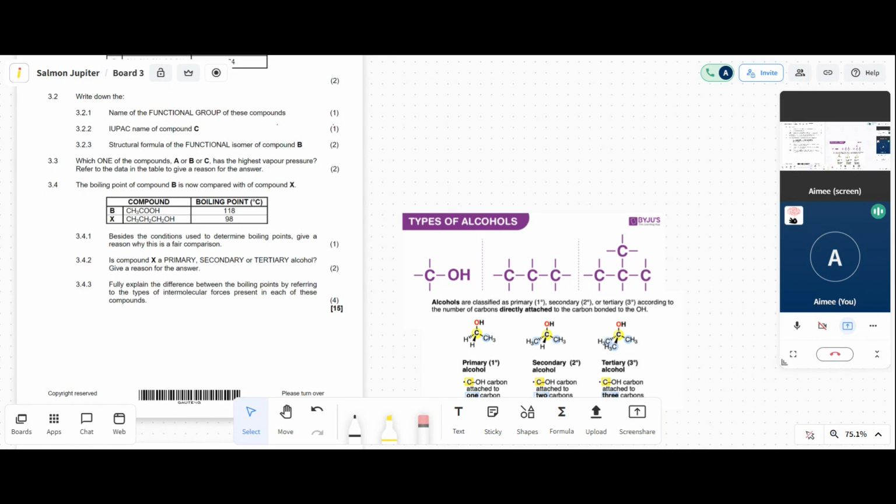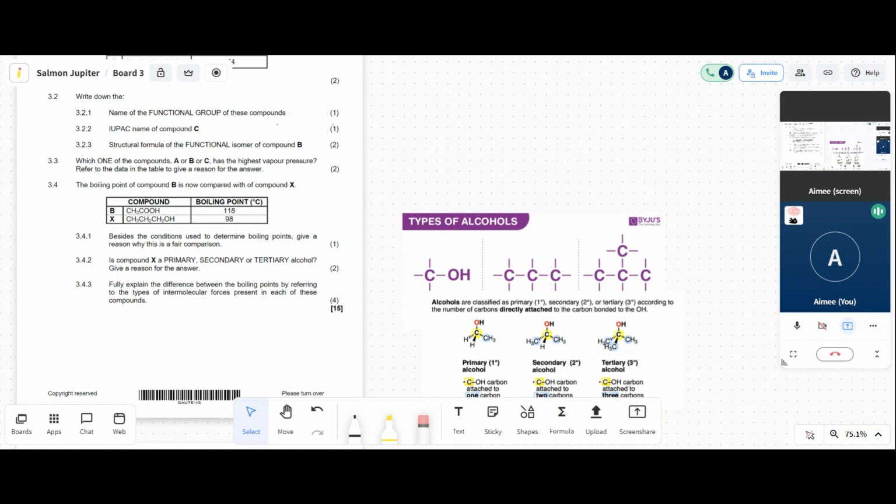3.4.2, is compound X a primary, secondary, or a tertiary alcohol? Give a reason for your answer. So I don't actually know if any of you know how to define a primary, secondary, or tertiary alcohol. So in case you don't, I've just included this little summary here.